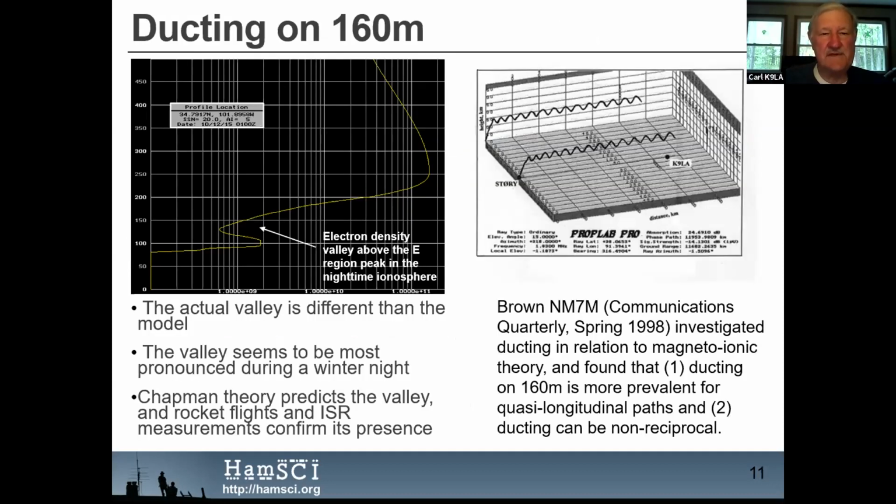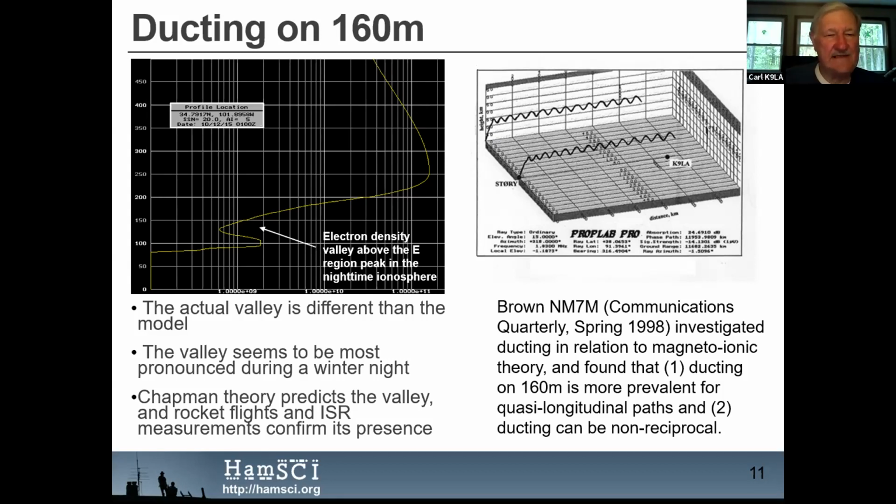So there's another interesting phenomenon in 160, it's ducting. During the night, an electron density valley can form above the E region peak in the nighttime ionosphere. Chapman theory predicts the valley, and rocket flights and incoherent scatter radar measurements confirm its presence. There's a picture on the left of what that valley looks like. You're looking along the path, and that's the electron density profile. You can see the E region peak around 100 kilometers. You can see the F2 region peak at about 250 kilometers.